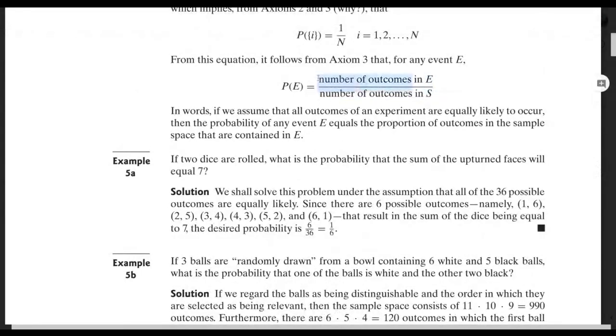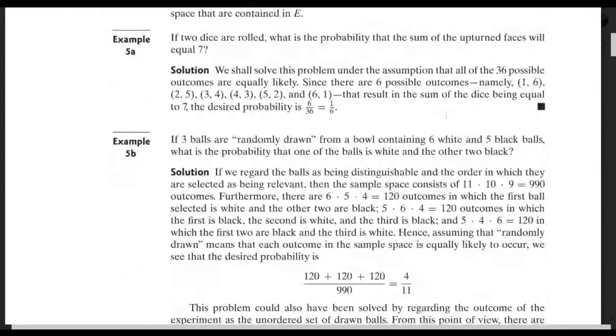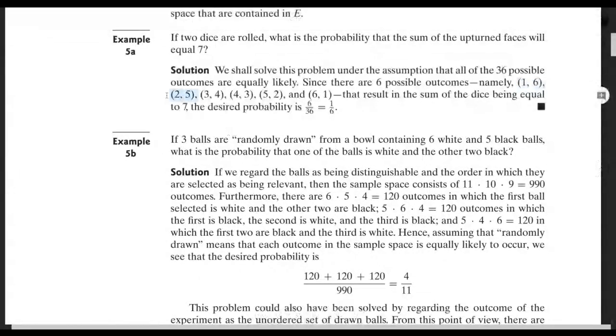But how many outcomes have the 2 numbers adding up to 7? Well, the first one could be 1, the second one could be 6. So 1, 6. The first one is 2, the second one is 5. The first one is 3, the second one is 4.